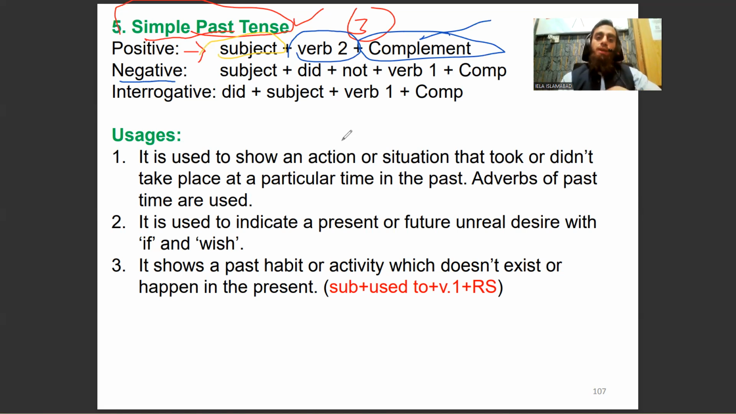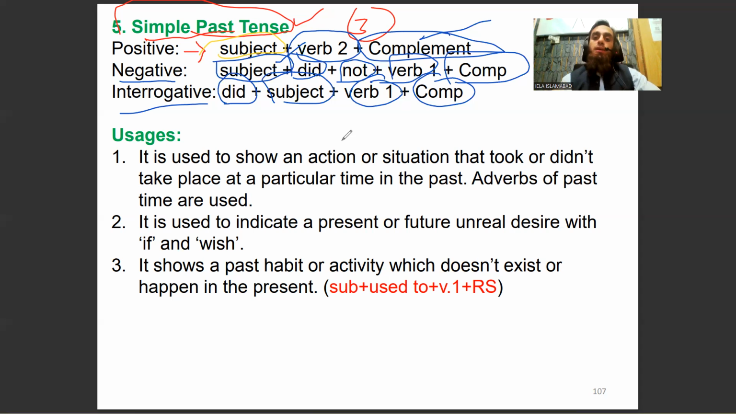Negative. For negative sentences, first of all we have subject, then plus did, like the second form of do. And we have not plus verb first form and complement. For interrogative, we have did plus subject plus verb first form plus complement.